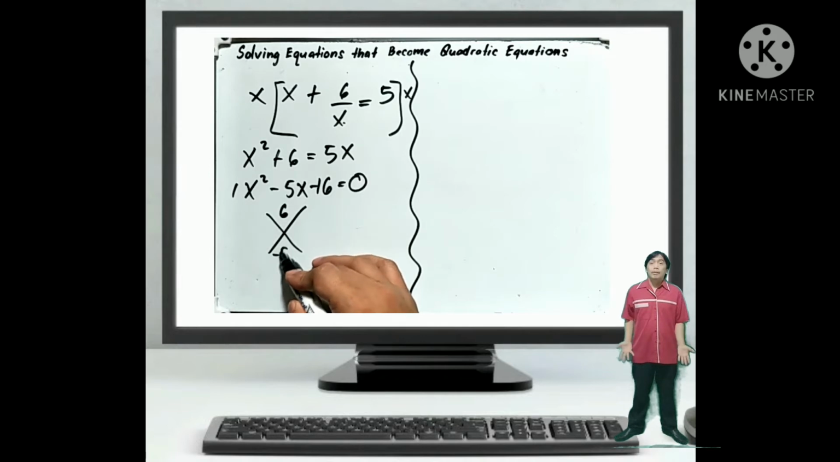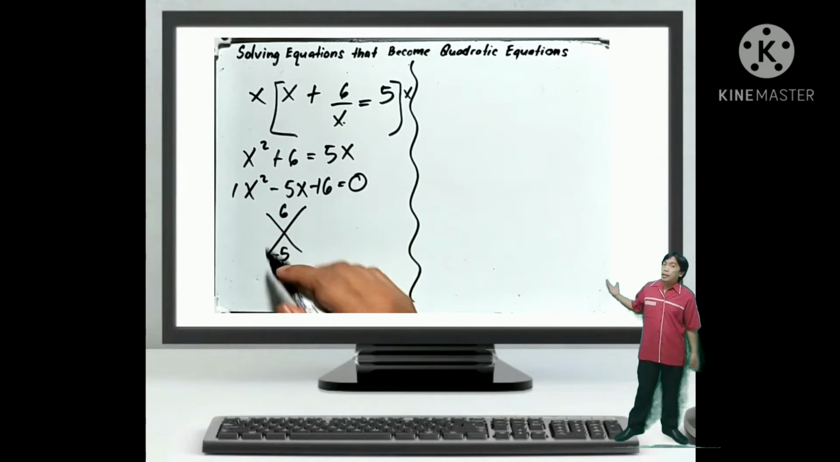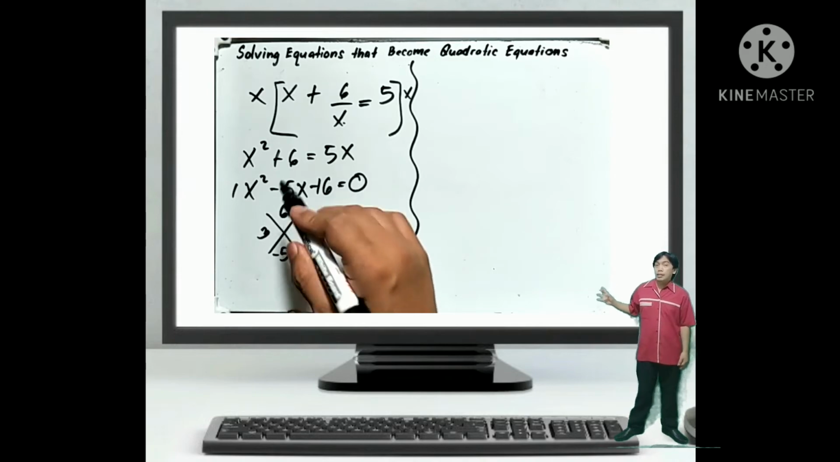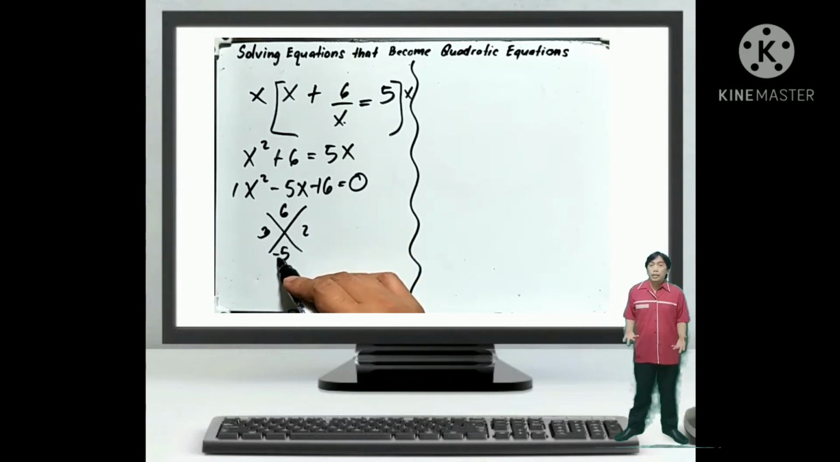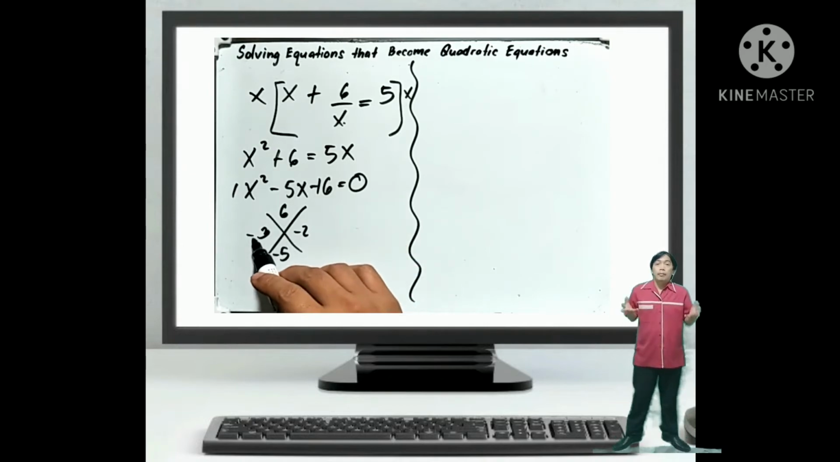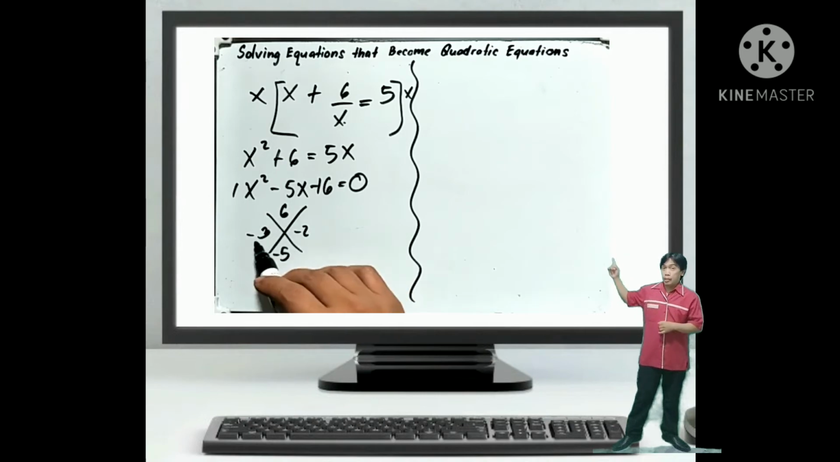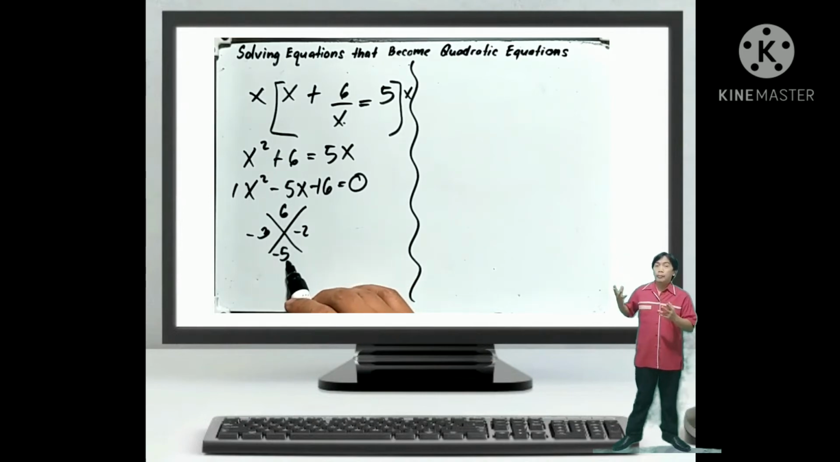I'll just copy negative 5 as the middle term. Okay, I'll be thinking of 2 numbers. We have 3 and 2. The answer is 6. Since the middle term is negative, they are both negative. If I multiply the two negatives, the answer is positive. If I solve the operation of negative 3 and negative 2, the answer is negative 5.